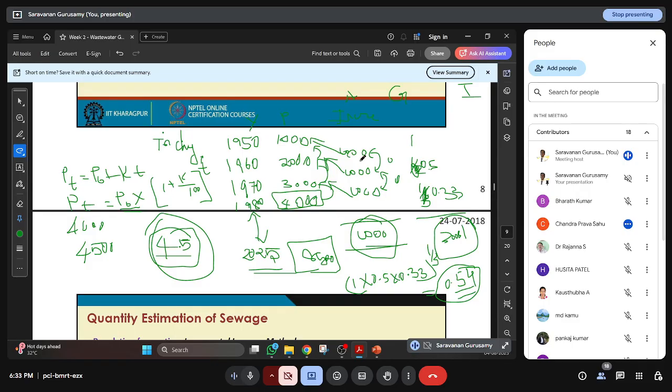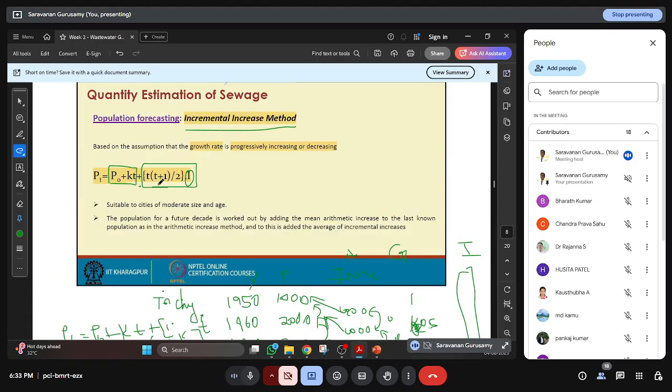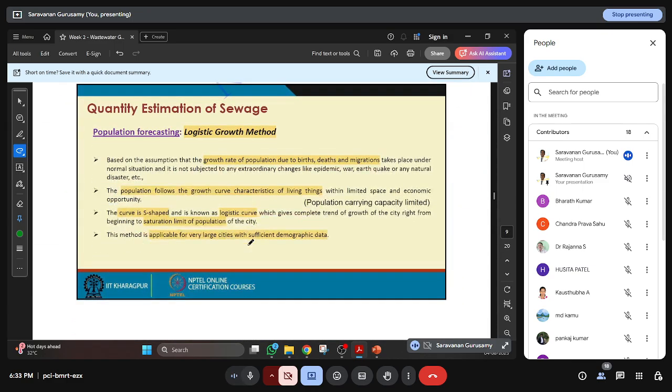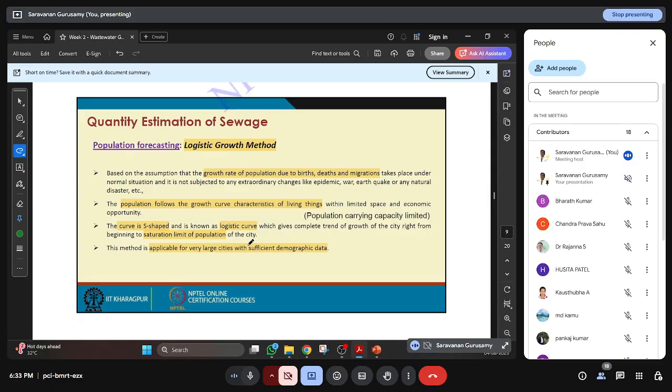If there is a change in this value, then you will get a value for I. So that also you have to take care along with the arithmetic increase method. So you have to use this formula: t into t plus 1 by 2 into I. Same arithmetic plus this value. It's so simple, like interest calculation.